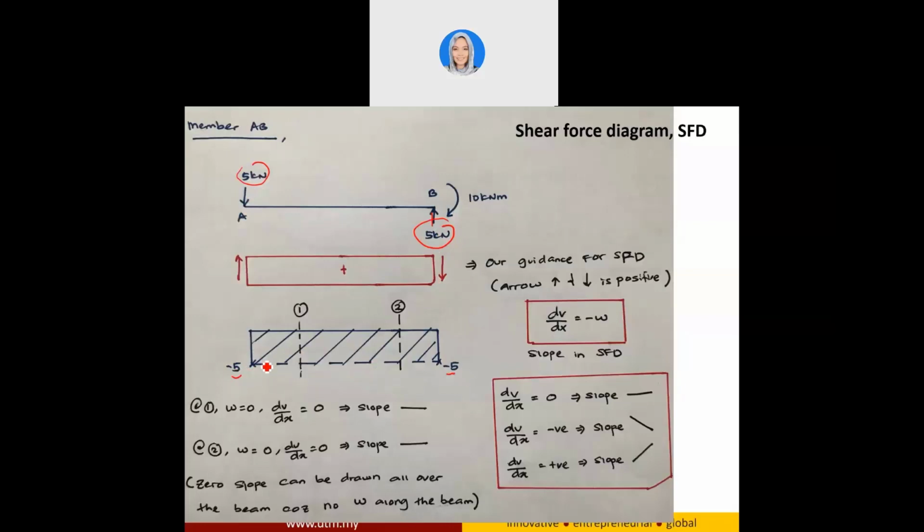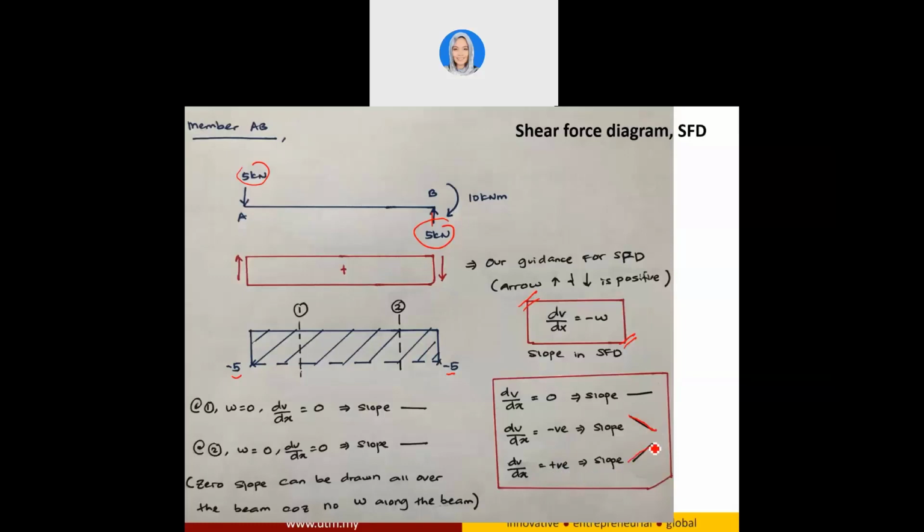And how can you connect these 2 lines together? In order to have the slope in the shear force diagram, this is our equation: dV over dx equal to negative W. What is W? It is the loading, the uniform distributed load. If you have dV over dx equal to 0, meaning the slope is a straight line, like this one. If you have dV over dx equal to some negative value, your slope is pointing downward like this. And if dV over dx is a positive value, your slope is pointing upward.